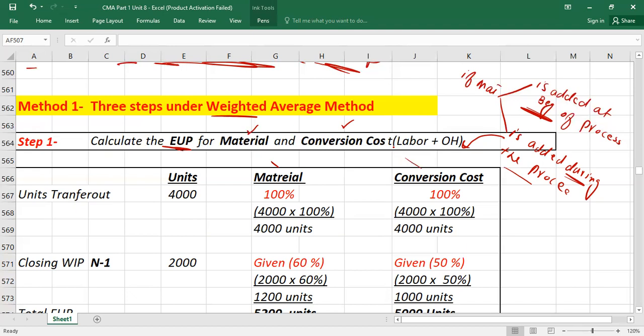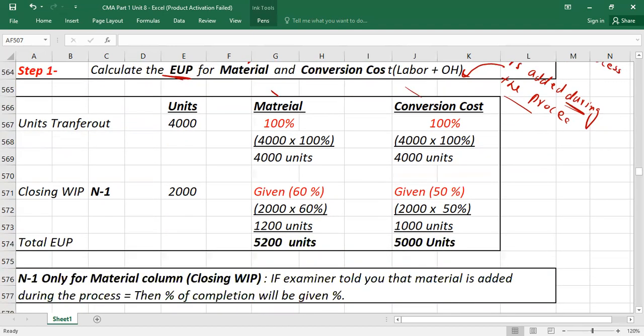Understood? There we go, guys. So we will make these three columns. Always, step for step number one. First column, I'll make units. Second column, we have to make for material. Third column, we have to make for conversion cost. Units, material, and conversion cost.